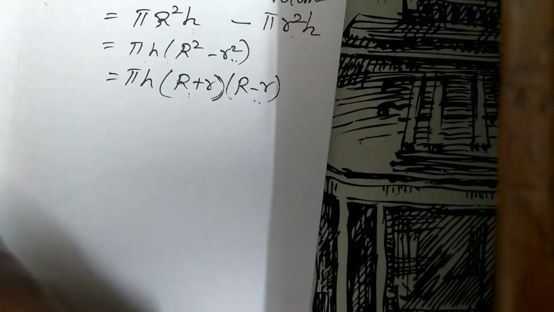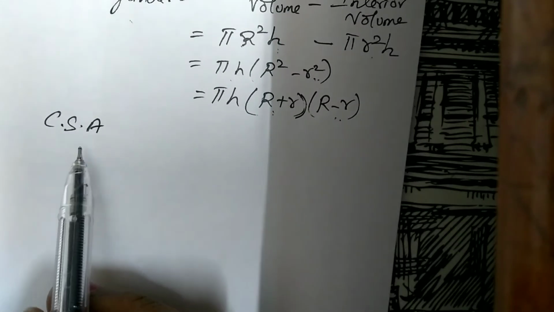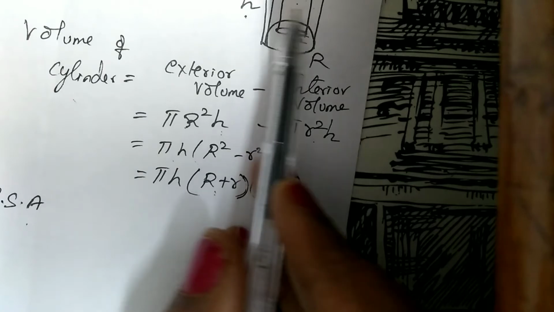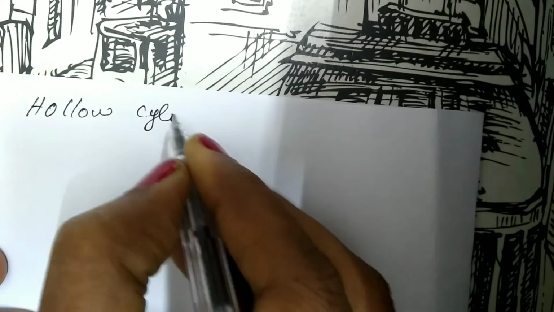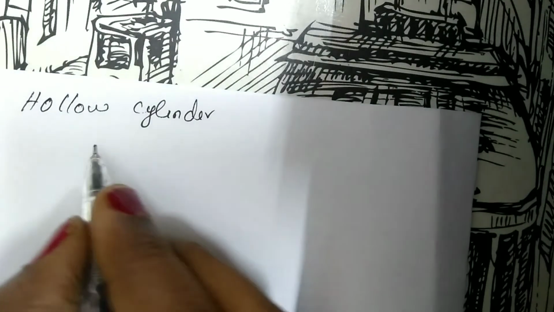Next we do the curved surface area of the hollow cylinder. What is curved surface area? Similarly, how you find the external surface area minus the internal. Now we learn about the hollow cylinder. How does a hollow cylinder look for us?